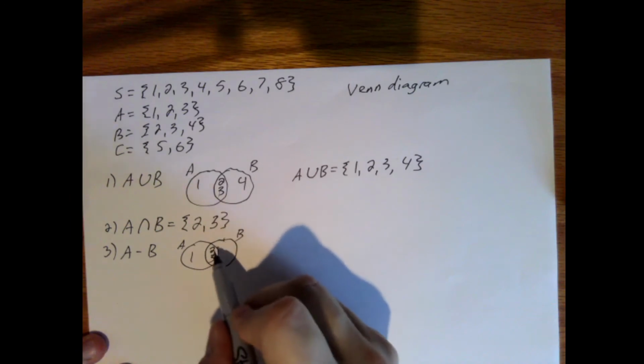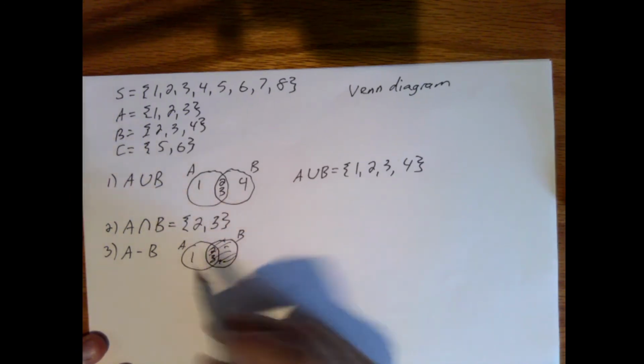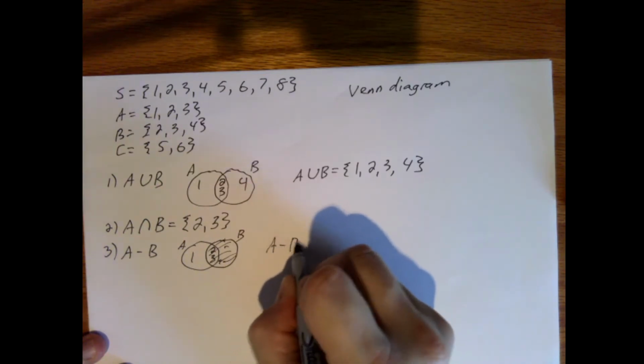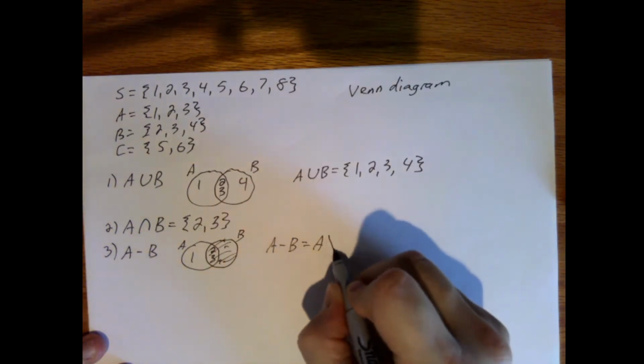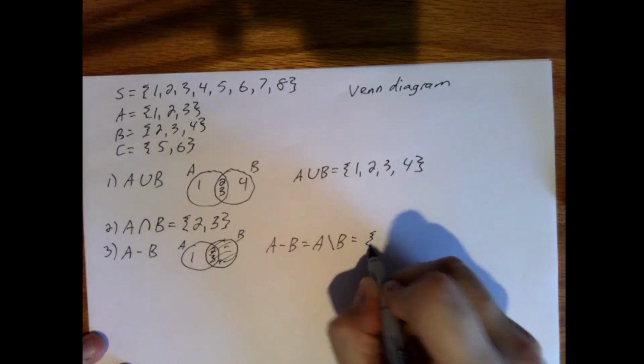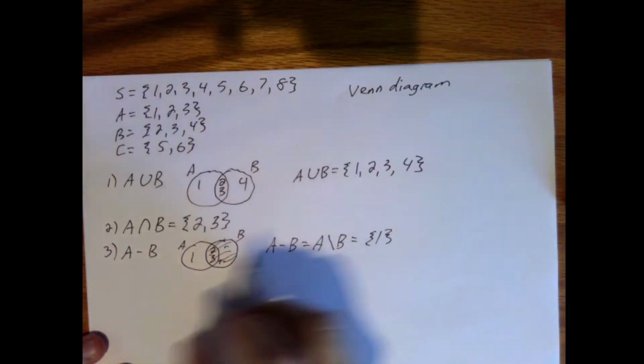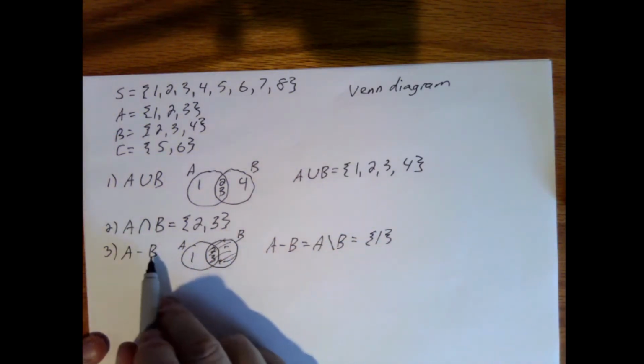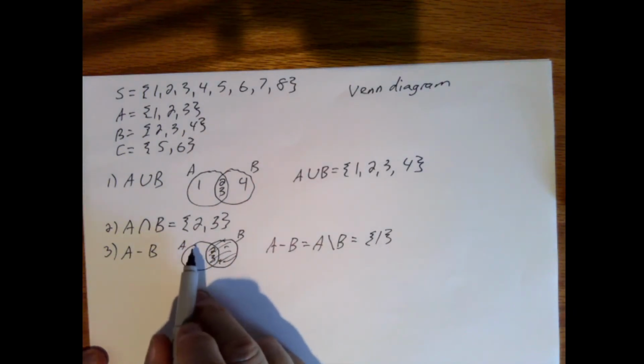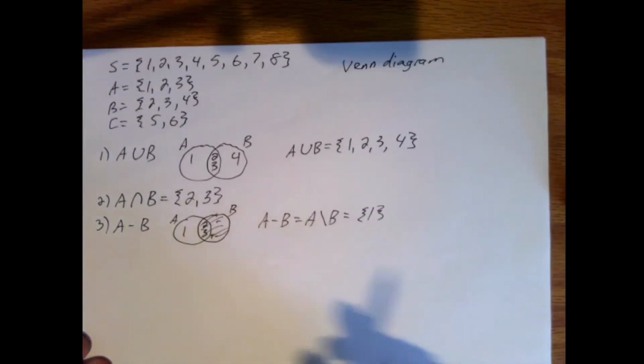So A minus B means we subtract out the shared elements, and that means here A minus B, or we can write it like this, it's just the element 1. That's what's left over when you subtract out the part that they share. Okay.